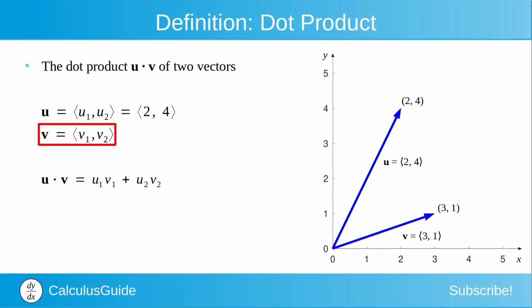This is the component form of the vector v. v1 is the horizontal component of the vector v, and v2 is the vertical component of the vector v. For the vector v in the diagram shown to the right, v1 is equal to 3, and v2 is equal to 1. So for this vector v, we have v equals v1, v2 is equal to 3, 1.